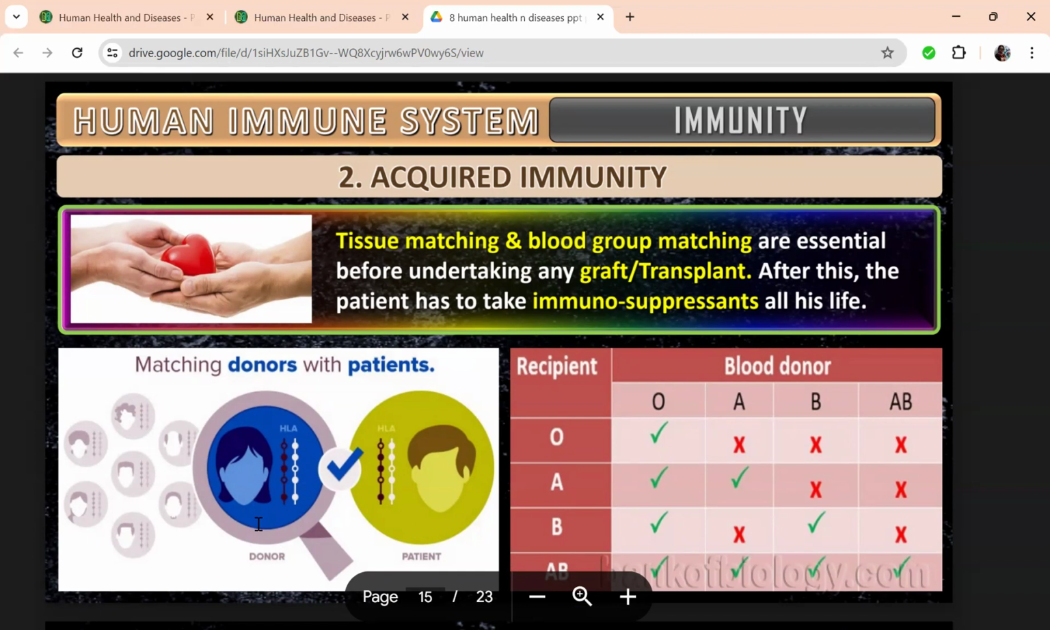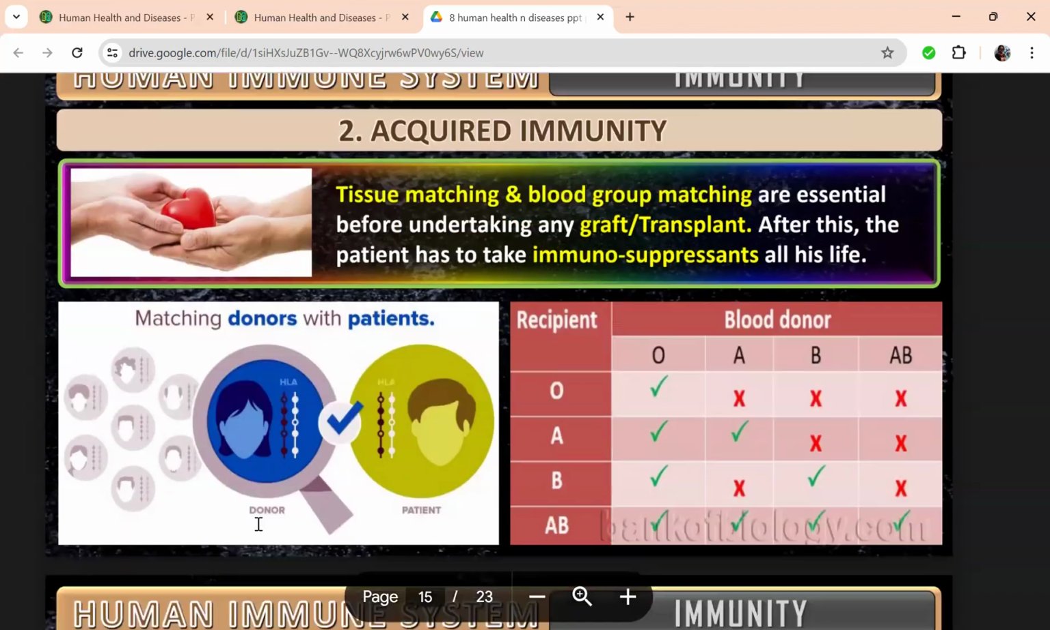So O can give to O. So, O is a universal donor. So O can give to O, A, B, anything. Whereas a person with A can give to A and AB alone, cannot give to O, cannot give to B. B can give to B and AB, whereas AB can give blood only to AB. So you should know who can be a recipient and who can be a donor for that purpose.